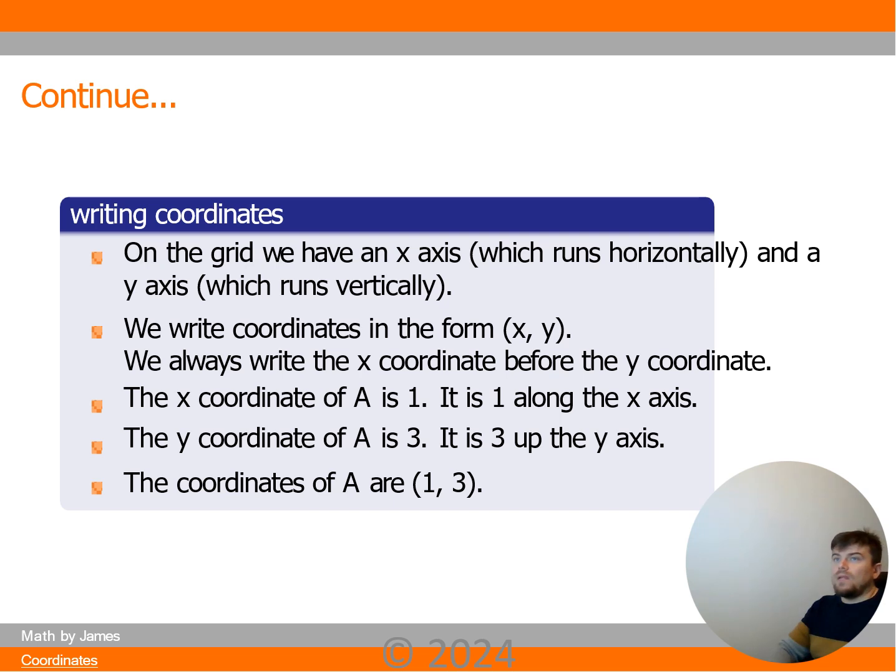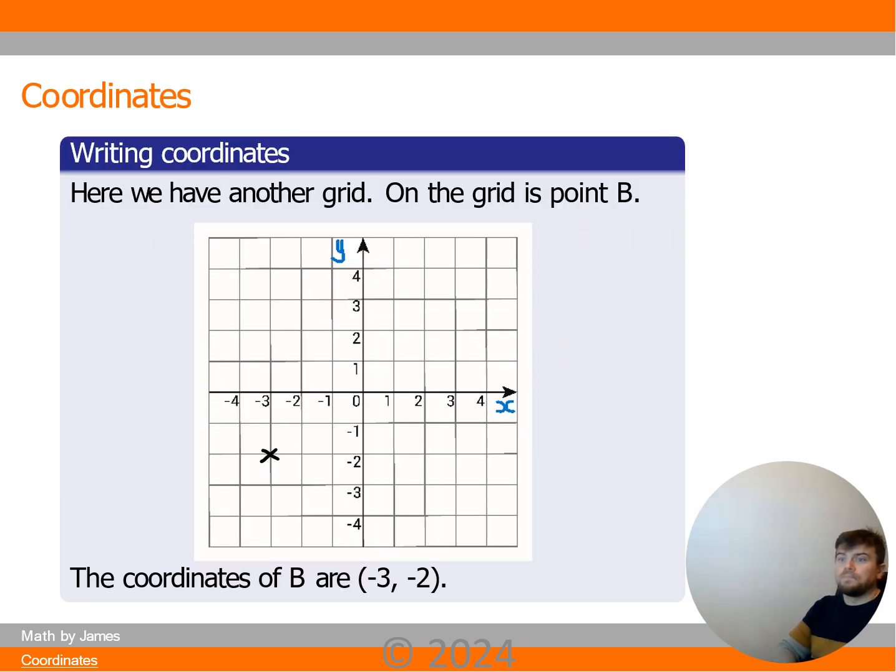So, writing coordinates, on a grid we have the x-axis, which runs horizontally, and the y-axis. We write it in the form of x, y. So for example, for the last one, it was 1 coordinate along and 3 coordinates up. So we write this as 1, 3. Need any help with this? Please do not hesitate to reach out.